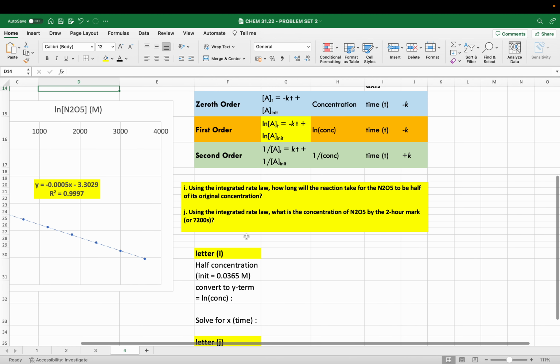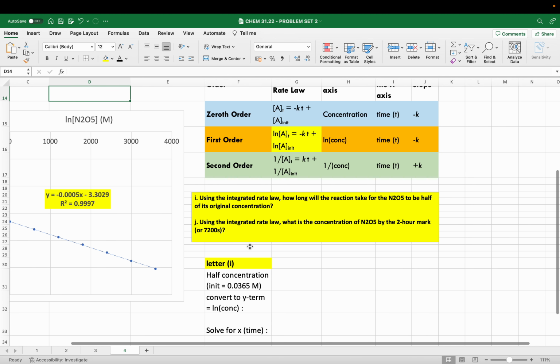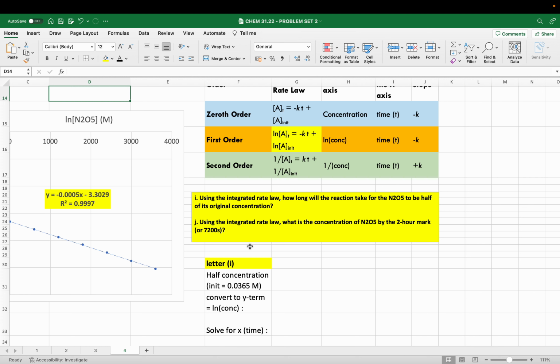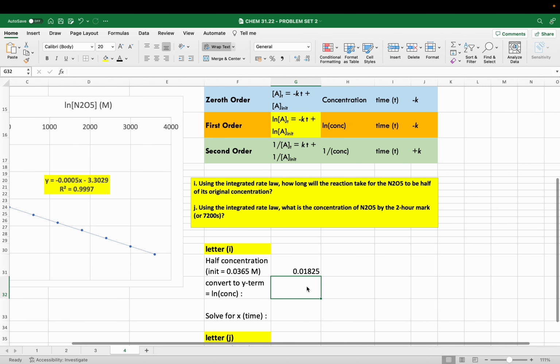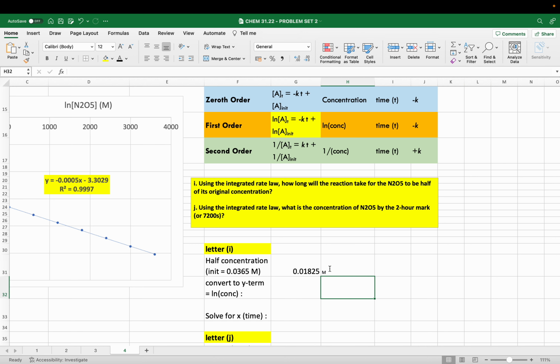So, in letter I, we know that the initial concentration is 0.0365 molar N2O5, and the first thing we're supposed to do is to find out what half of this concentration is. So that's just equal to 0.5 times 0.0365. So this is the concentration in molarity that we need to find.